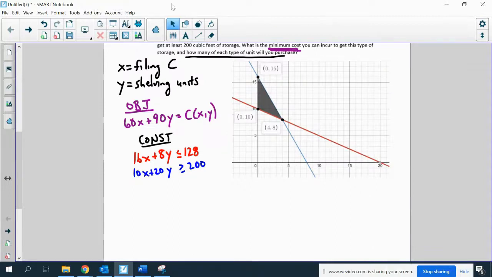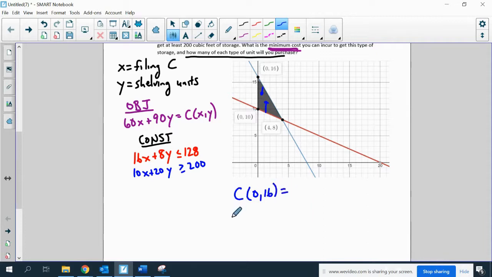3 possible points here. So it's greater than this line. I actually have the colors backwards. This blue one represents this red line. So 10x plus 20y is greater than or equal to 200. And then this blue line, which is actually the red equation, it has to be less than that. So we're in this region here. So I need to try the cost of (0, 10), (16, 0), and (4, 8).